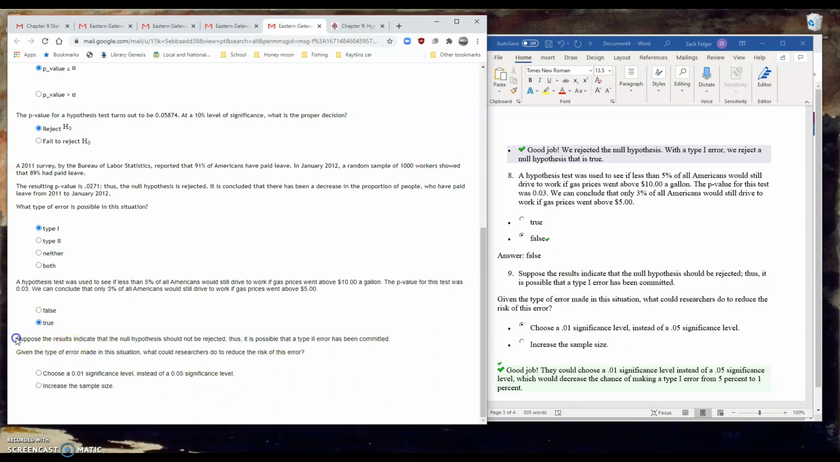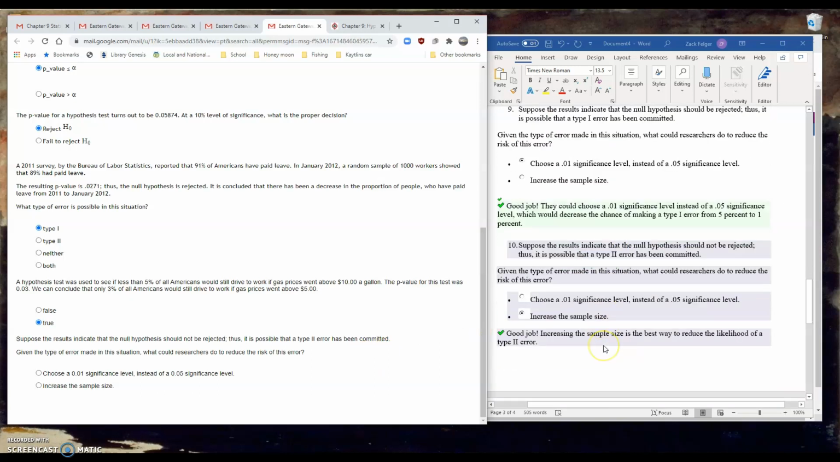And then for the last question, suppose the results indicated that the null hypothesis should not be rejected. Thus, it is possible that a type 2 error has been committed. Given the type of error made in this situation, what could researchers do to reduce the risk of this error? And again, since it's a type 2 error, by increasing the sample size, you can reduce the chances of that happening. So that's what we would select.